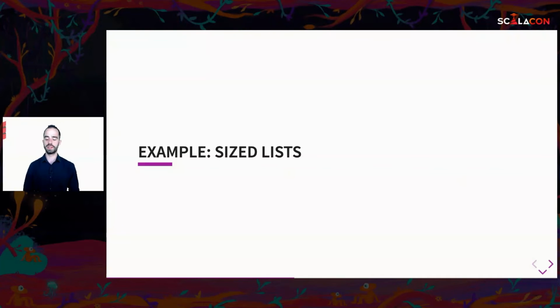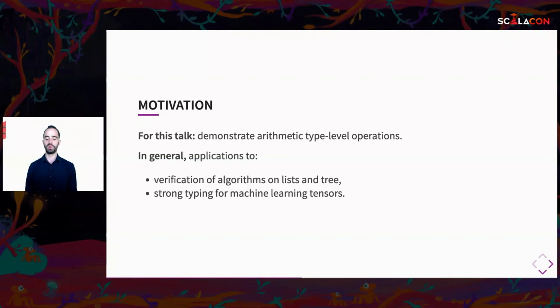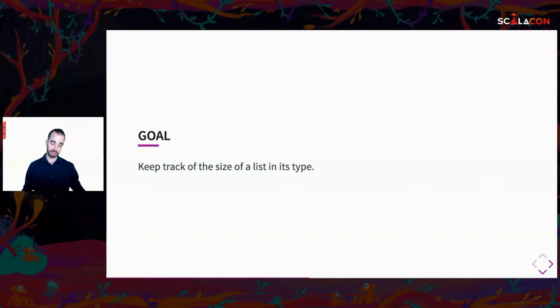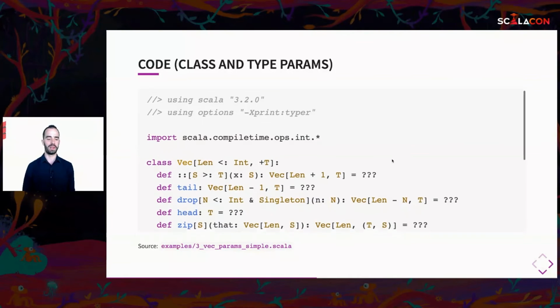We will continue with this element, but now we will be interested in arithmetic operations. So a common need is to type a list whose size is known at compile time. And as you can imagine, it has a lot of applications for machine learning, for example, to type tensors, but also to verify algorithms that act on lists and on trees. So, as I said, the goal is to keep track of the size of a list in its type, so at compile time. Let's see how we could do that with the building blocks that we have.